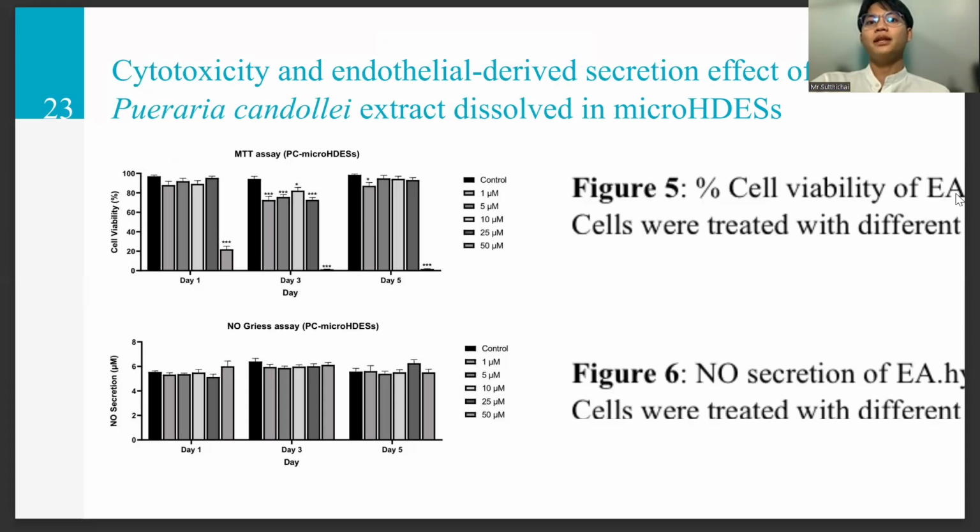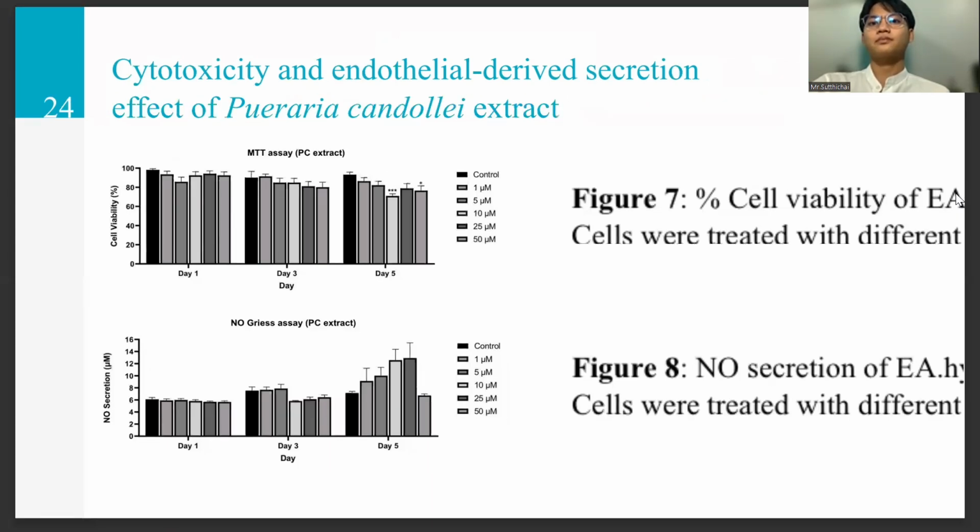Percent cell viability of endothelial cells decreased with increasing concentrations of PC microemulsion HDES when compared to the control group. Endothelial-derived nitric oxide secretions were measured by Griess assay, as shown in Figure 6. Nitric oxide secretion of endothelial cells treated with PC microemulsion HDES did not show any significant difference when compared with the control group.